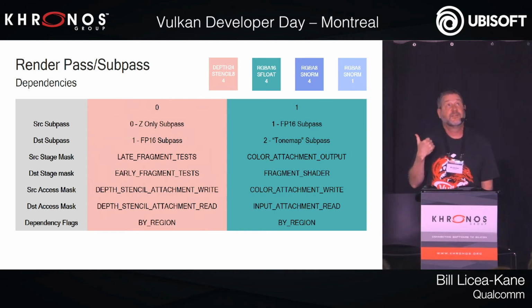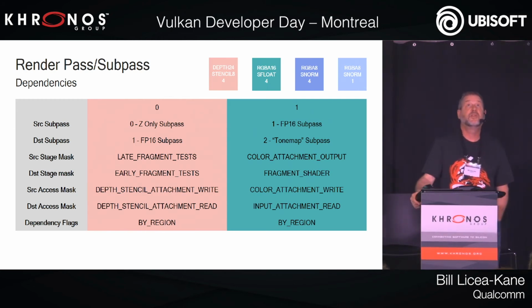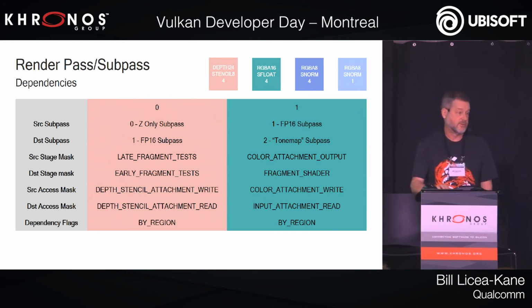My first subpass has a dependency on the 0 subpass, the Z-only subpass, and my subpass is the FP16 subpass. For the prior source stage, I want to make sure that all the late fragment tests have completed, and that's when the depth buffer got written. And then I don't want to start my destination mask until the early fragment tests begin, because that's the first time I'm going to be reading from the depth buffer that I've now installed as a read-only depth buffer. And my attachments are going to be, the source went from a depth stencil attachment write to a depth stencil attachment read, all right?